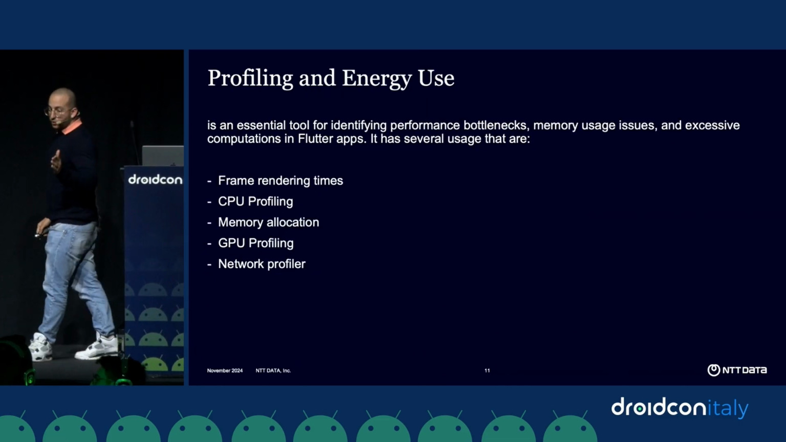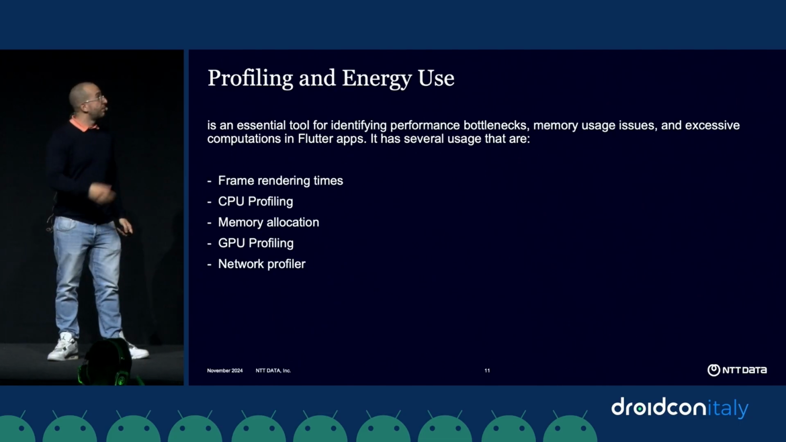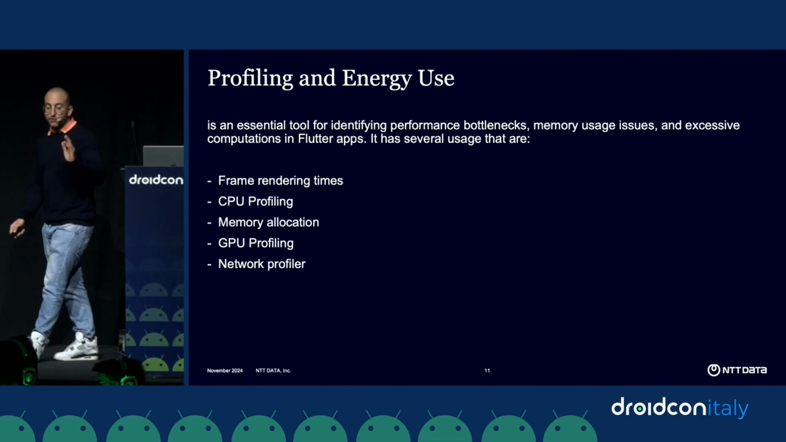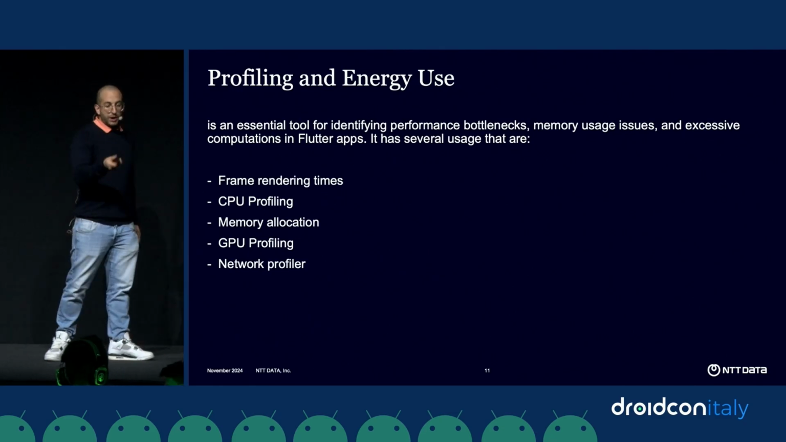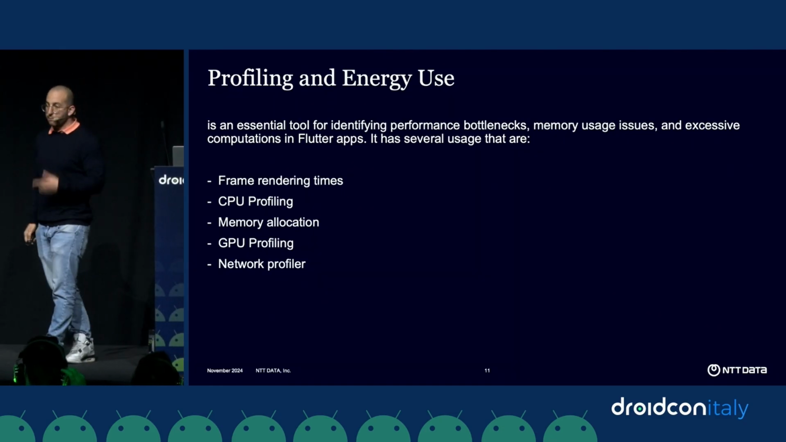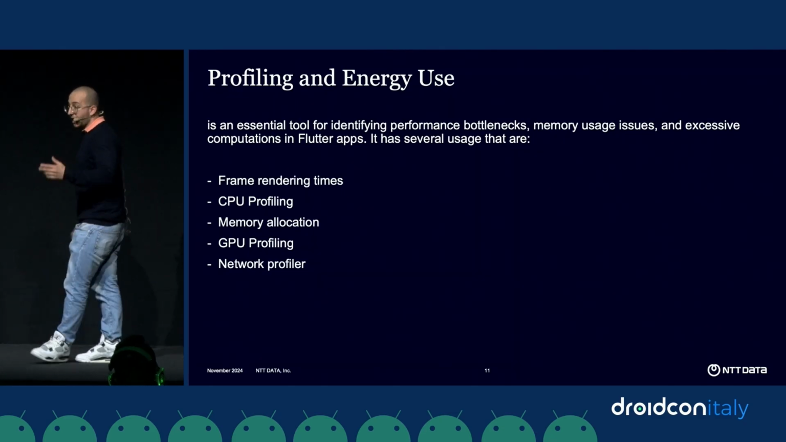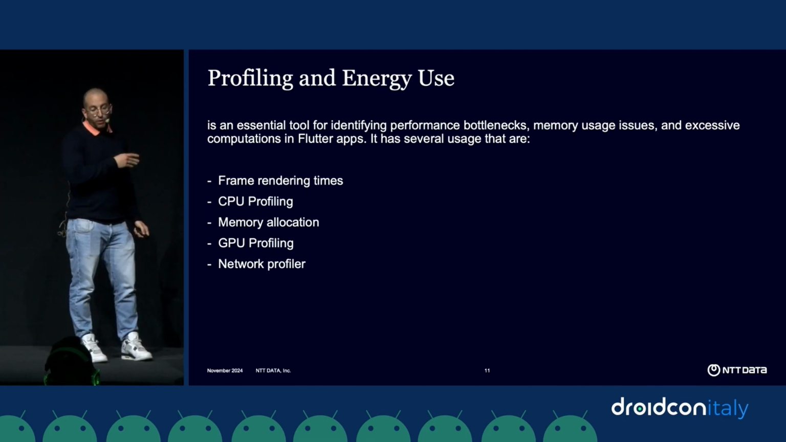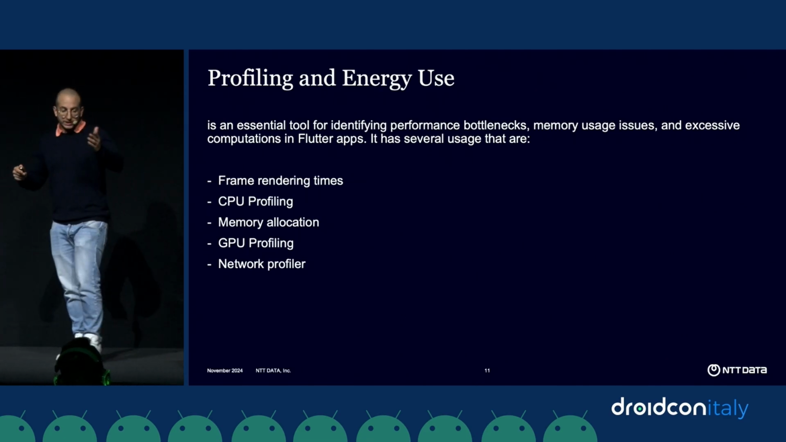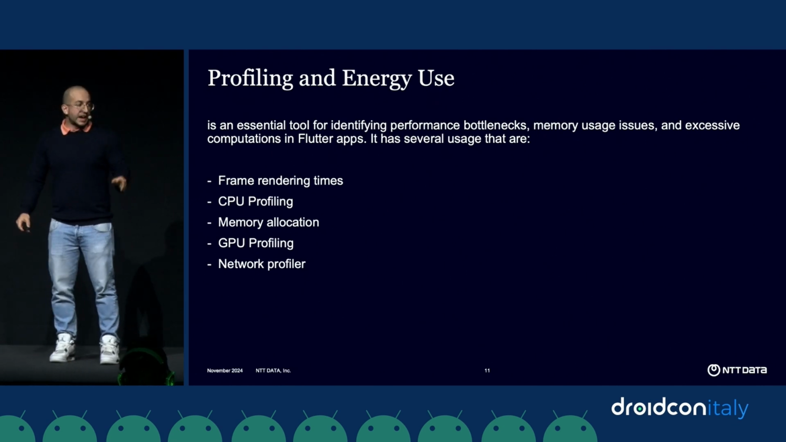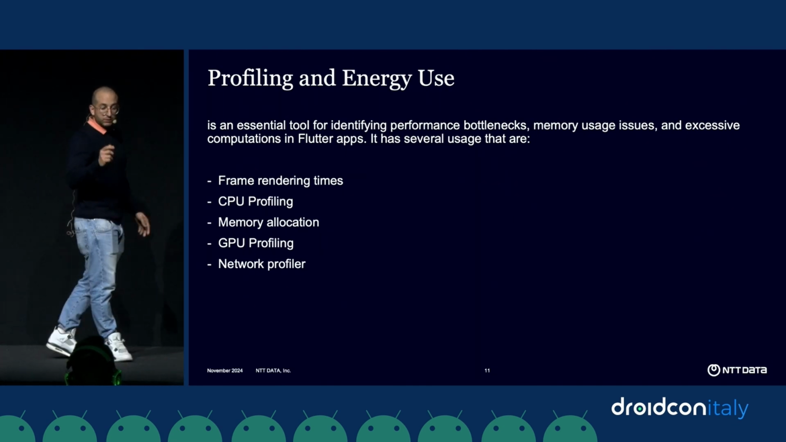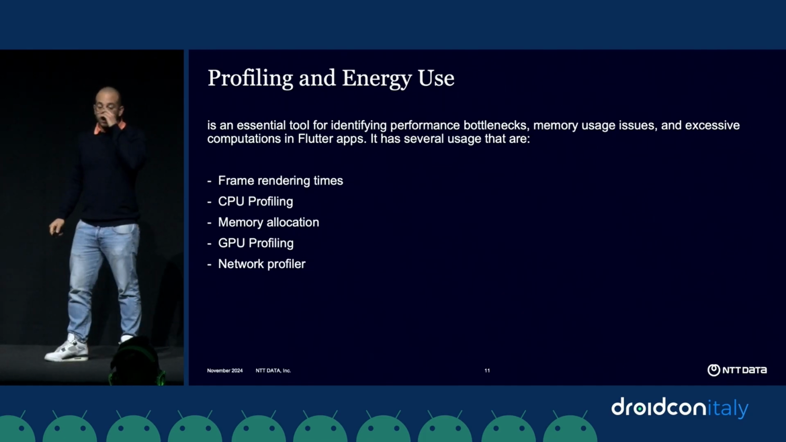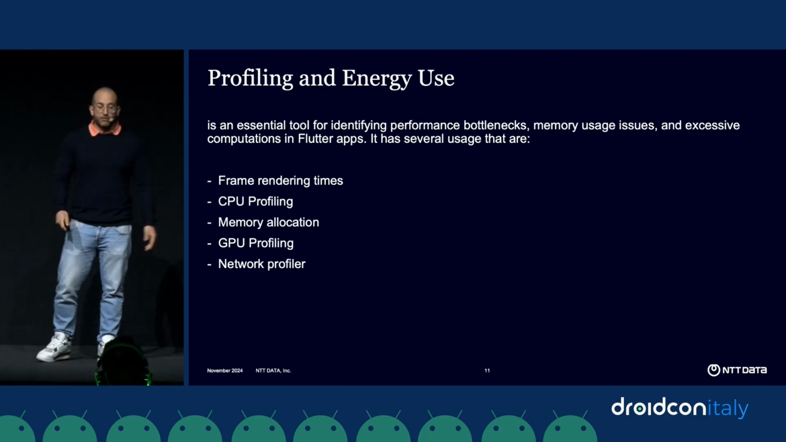Last tool that I want to show you is the profiling and energy use. I understand that the first 4 items, which are frame rendering times, CPU profiling, memory allocation, and GPU profiling, are not readable at all. But if you follow the step before, you don't need to follow these 4 items. I want to focus on the network profiler. This is the best thing in our Flutter inspector because our apps are full of API requests.